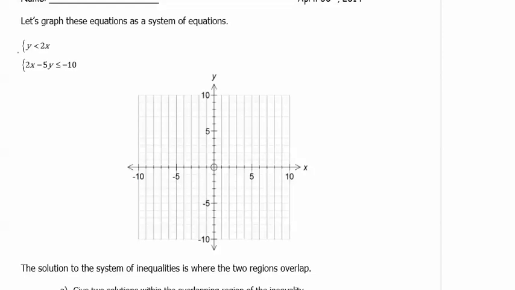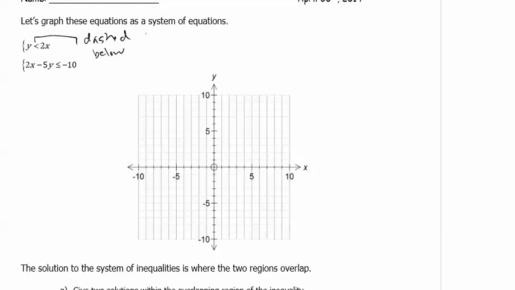So we have the two linear inequalities: y is less than 2x, and 2x minus 5y is less than or equal to negative 10. I'm going to graph the first inequality. It looks like it's less than, so that tells me that I'm going to have a dashed or dotted line, and I'm going to shade below whatever line that is. Let's go ahead and do that. y is less than 2x.